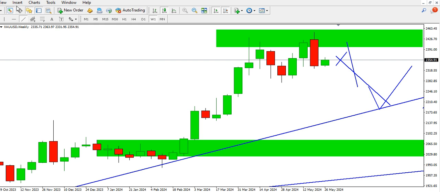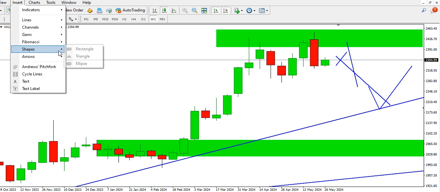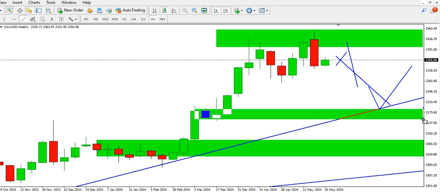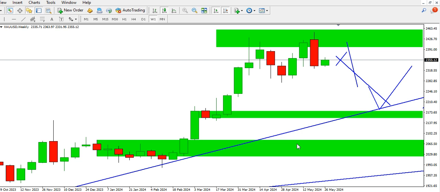The nearest order block on the weekly chart is around here. I'm talking about the 2173 or 72 level, and that is almost in confluence with the trend line around here.